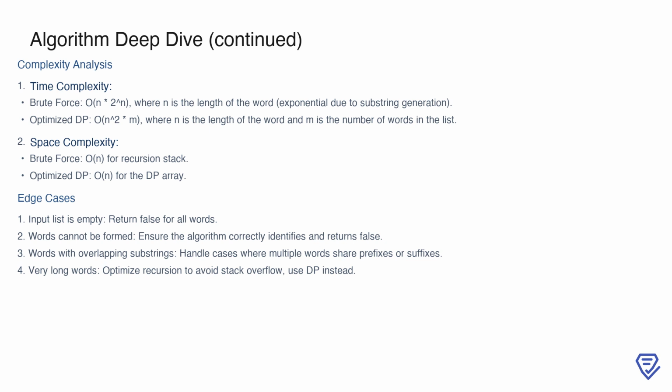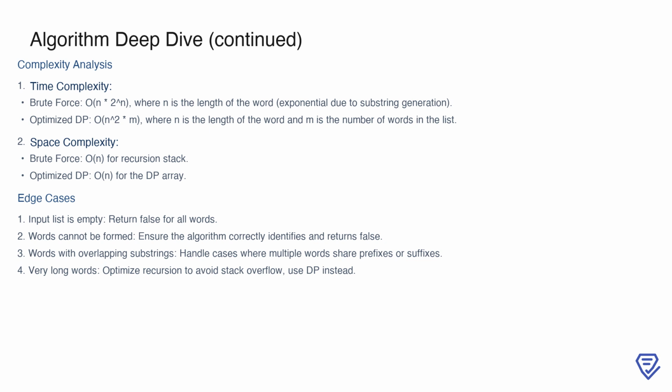To analyze the complexity of our solution, the brute force approach has a time complexity of O(n * 2^n), where n is the length of the word. This is due to the exponential growth in substring generation. In contrast, the optimized dynamic programming approach has a time complexity of O(n² * m), where n is the length of the word and m is the number of words in the list. This is significantly more efficient. The space complexity for the brute force method is O(n) due to the recursion stack, whereas the optimized solution uses O(n) space for the dp array.